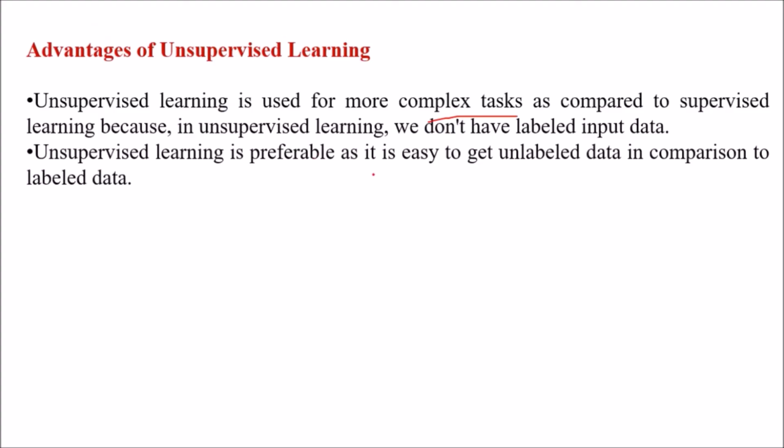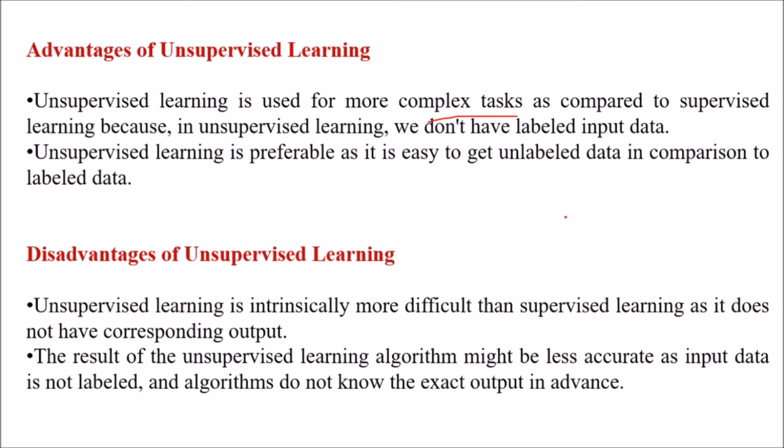Advantages of unsupervised learning: it is used for complex tasks as compared to supervised learning, because in unsupervised learning we are not providing labeled data. Its main advantage is that in real-world examples we don't have labeled data for all input data, so you can use unsupervised learning. Disadvantages of unsupervised learning: this algorithm is more difficult than supervised learning because we are not providing labels along with the input data, so it has to learn by itself. So the result of an unsupervised learning algorithm might be less accurate since we are not providing labeled data.